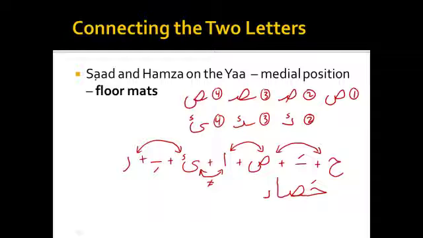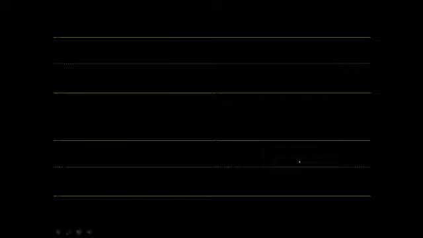So we're going to have here the initial position for the hamza on the ya, and then we're going to put our kasra underneath that letter, and then we're going to add the ra. So there we have it. The word hasa'ir, meaning reed mat or floor mat. It's a plural word, so it means floor mats. Okay, let's write this a few times together.